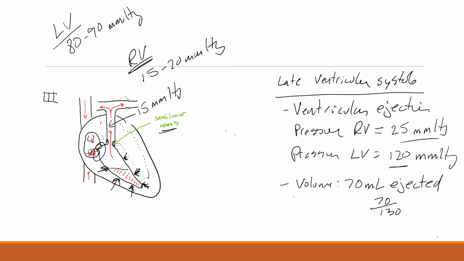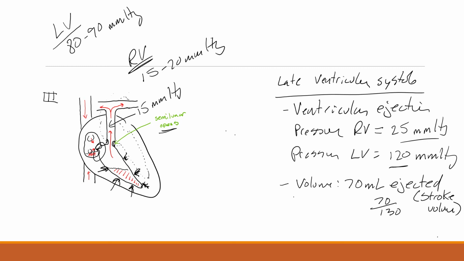This 70 mLs is actually referred to as stroke volume. So that's the volume of blood that's actually ejected from the ventricle when it contracts. That's the volume that enters into the pulmonary or the aortic circulation. In both cases, the volume is the same. It's 70 milliliters on average out of that whole 130 that it started with.